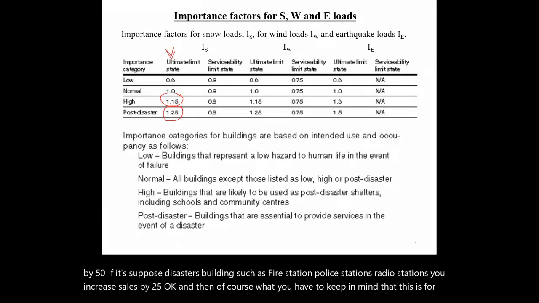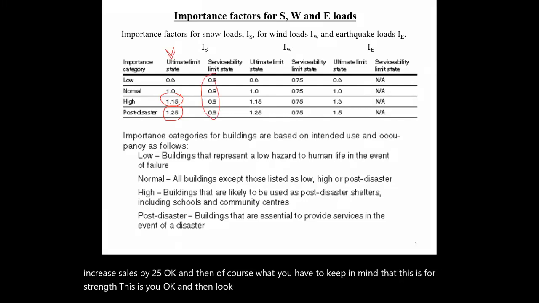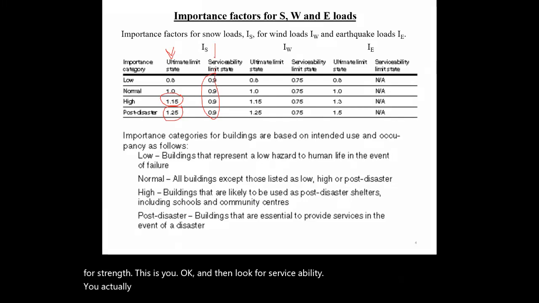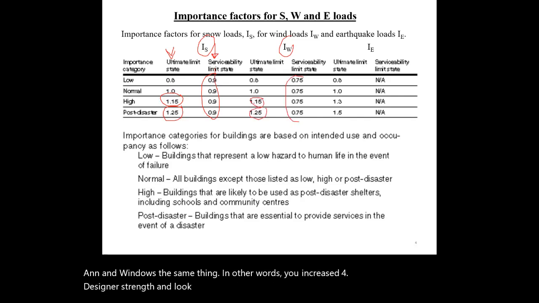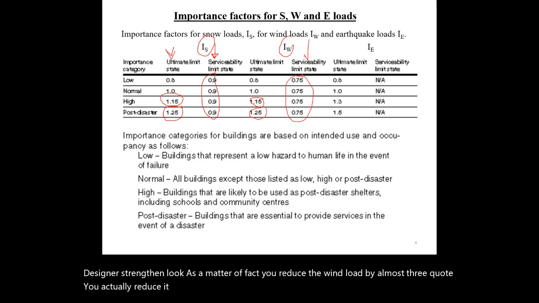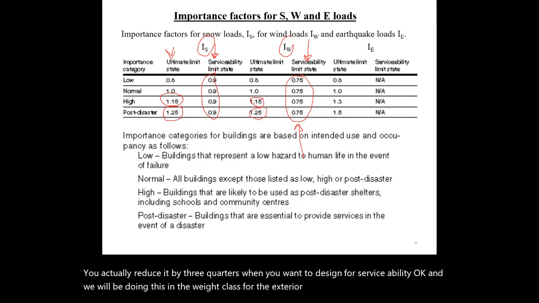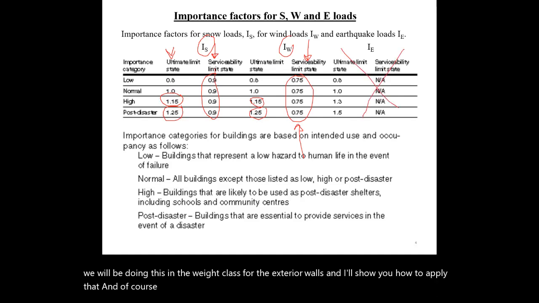And then look, for serviceability, you actually reduce your design load when it comes to snow, and wind is the same thing. In other words, you increase for the design of strength. And as a matter of fact, you reduce the wind load by almost 3/4 when you want to design for serviceability. And we will be doing this in the wood class for the exterior walls, and I'll show you how to apply that. And of course, we're not going to talk about this at all.